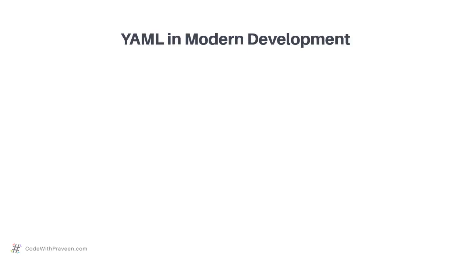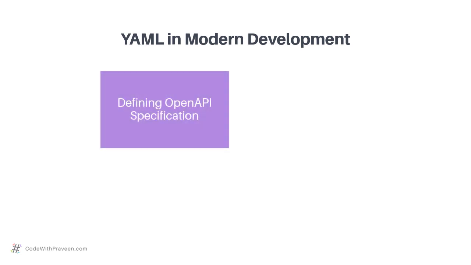Next, let's look at where YAML is used in the modern development constructs. Here we will quickly check what are the modern applications that have been using YAML in their constructs. Primarily, YAML has been used to define the OpenAPI specifications. In case you are not aware, the OpenAPI specification is used to design the APIs and then define that specification as one specific standard. In that, you can use YAML to define these OpenAPI specifications.